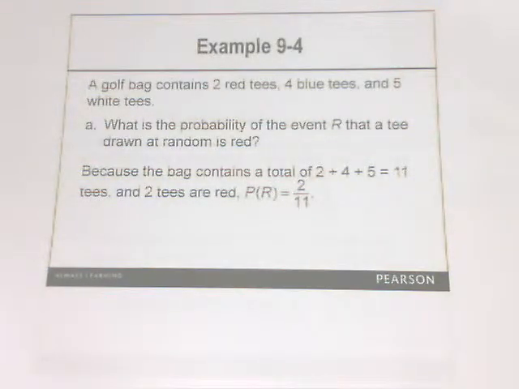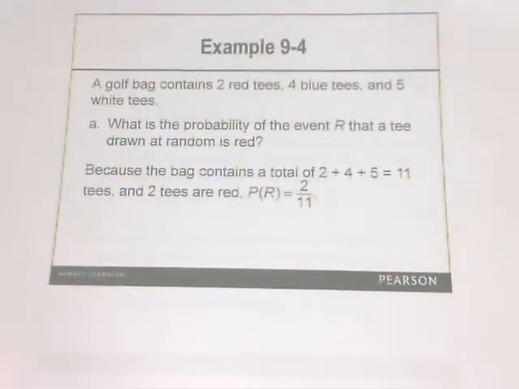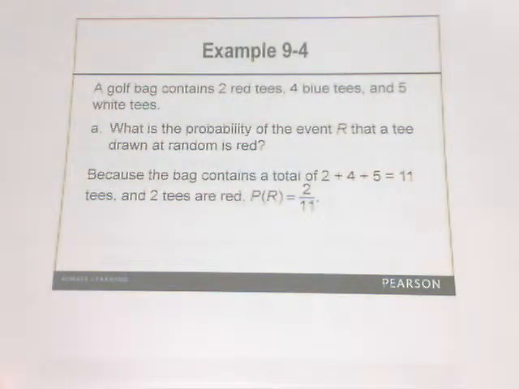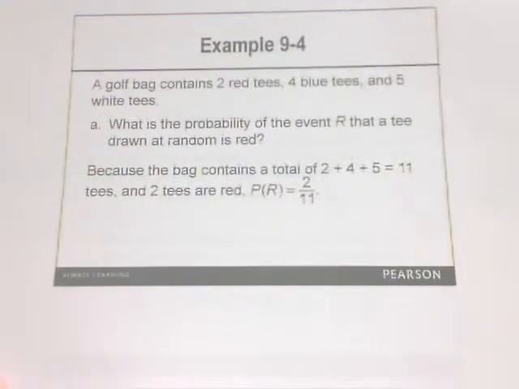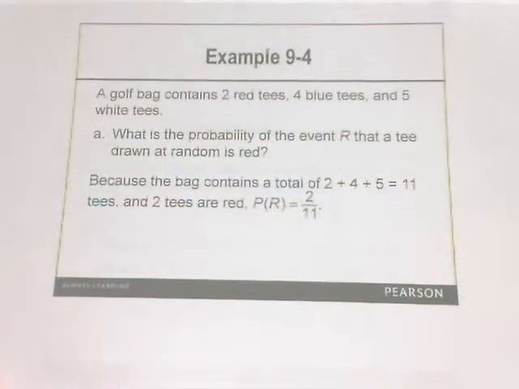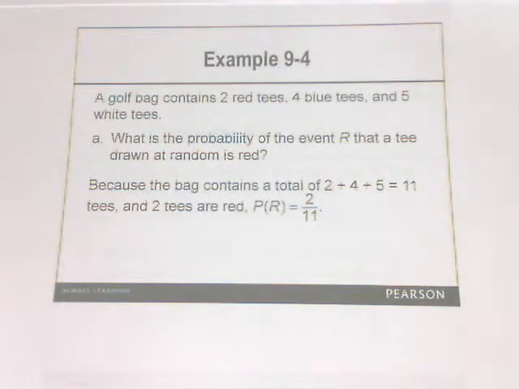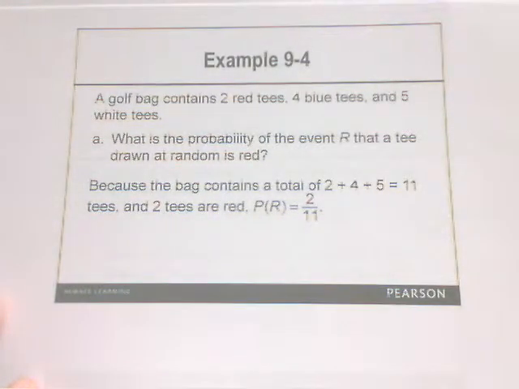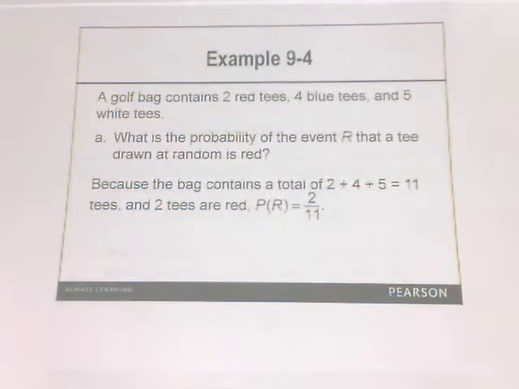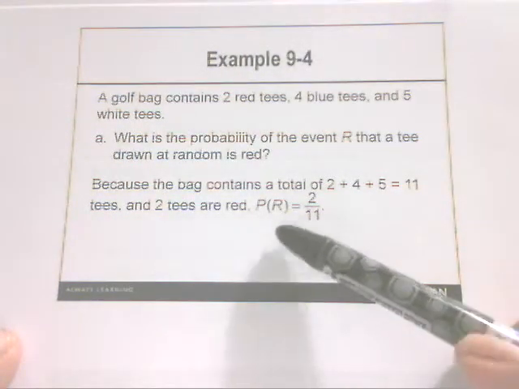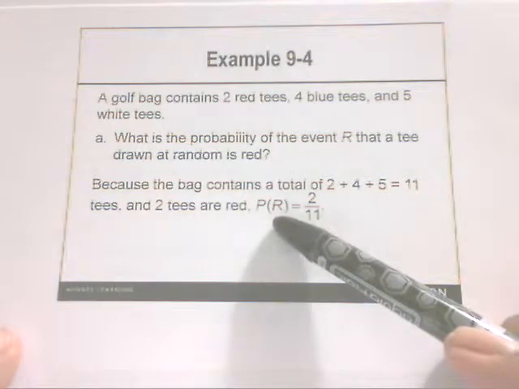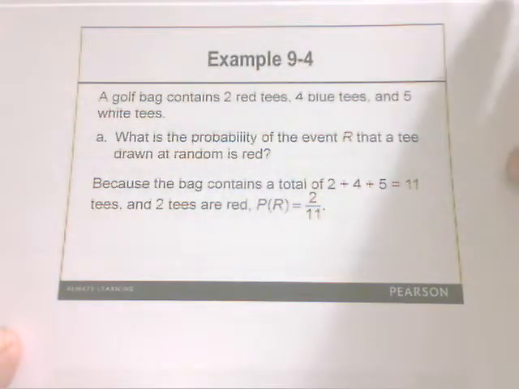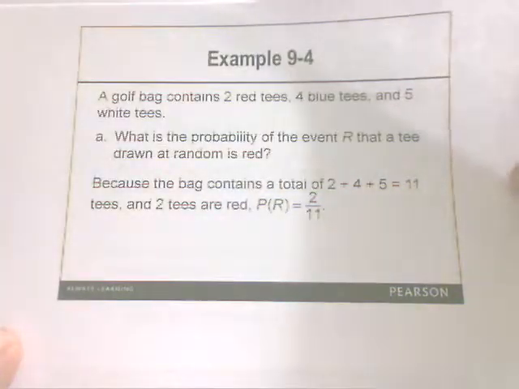Okay, look at example 9-4. A golf bag contains 2 red tees, 4 blue tees, and 5 white tees. In part A, what is the probability of event R that a tee drawn at random is red? In this case, the bag contains a total of 11 tees. You add the 2, the 4, and the 5 together, and you get a total of 11 tees in that bag. But 2 of them are red. So the probability of event R, that's the probability of drawing a red tee out of the bag, would be 2 out of 11. So it's 2 11ths.